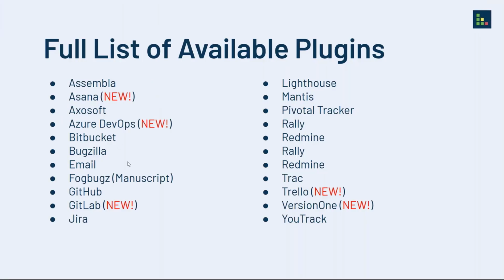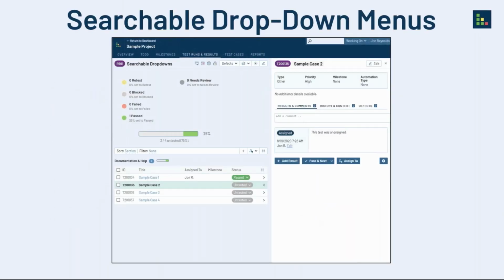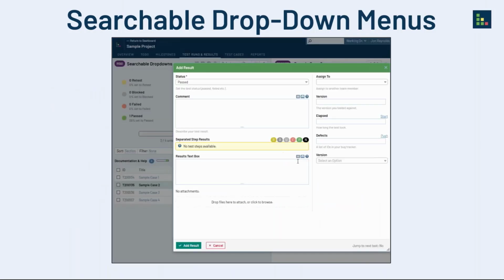So finally, in TestRail's new features, we also implemented searchable drop-down menus. In many parts of TestRail's UI, we've added the option to be able to search for items. So this is especially helpful for large lists or lists that are kind of hard to navigate through, such as version lists, a list of users.